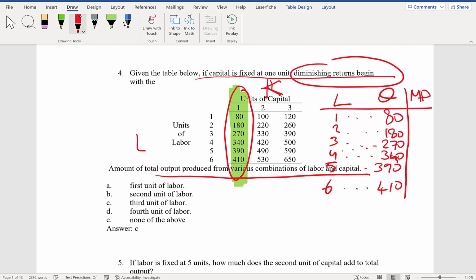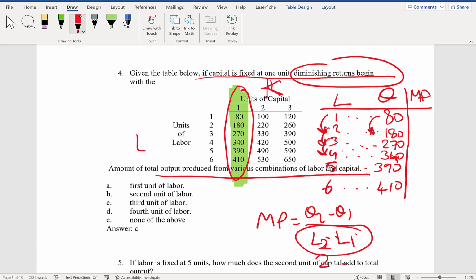That means what's the change in quantity divided by change in labor? Labor is always changing 1 unit. So denominator, Q2 minus Q1 divided by L2 minus L1. Denominator is always changing by 1 unit, 2 minus 1. So we're just going to focus on changing quantity.